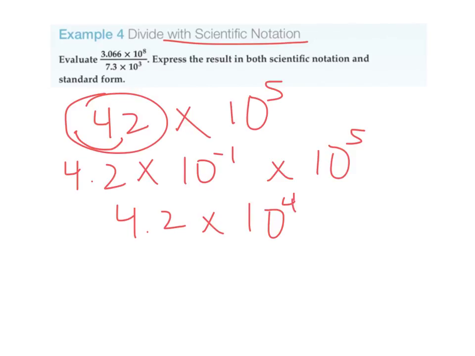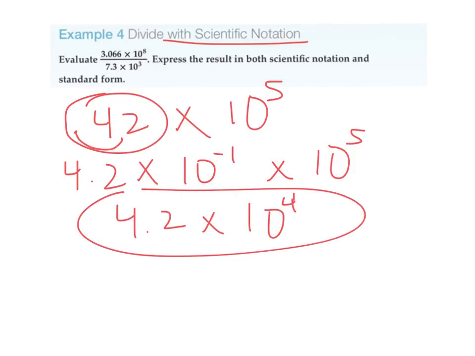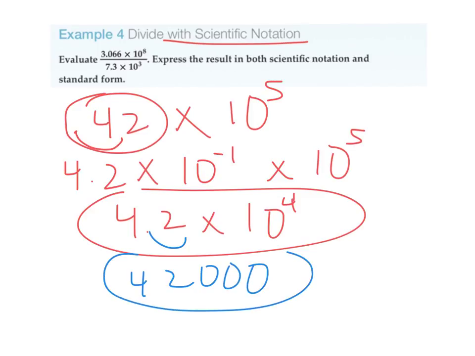So there's scientific notation. Now, in standard form, I'm going to move the decimal 4 spaces. Well, if I move it 1 spot, and then I would add 3 zeros. And so this would be standard form.